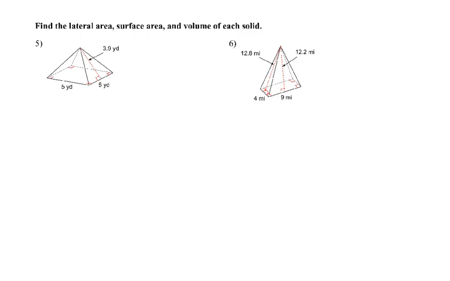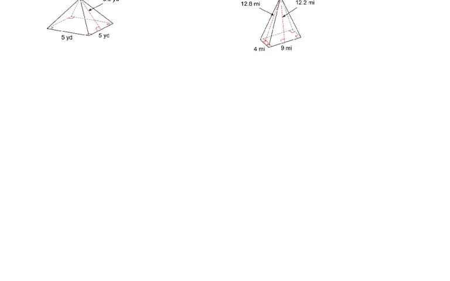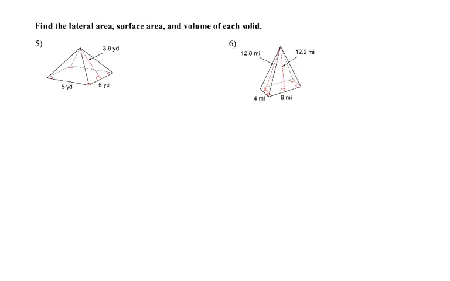Okay, so we're going to find the lateral area, surface area, and volume of each solid. We're starting with number 5, and then we will take a look at number 6, and then I think that's it. We just have the 2 examples to look at. So for our lateral area, the formula is 1/2 times the perimeter. Oh, and we can only use this if it is regular. So let's look at our base. Our base is 5 by 5, and then we've got 5 by 5. So that's a square, and a square is the regular quadrilateral. So we can use the formula.